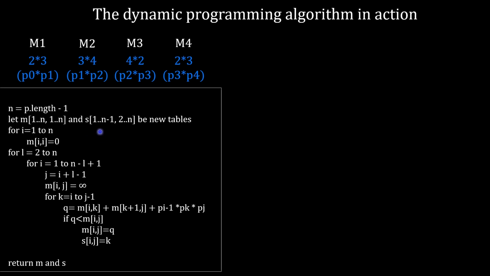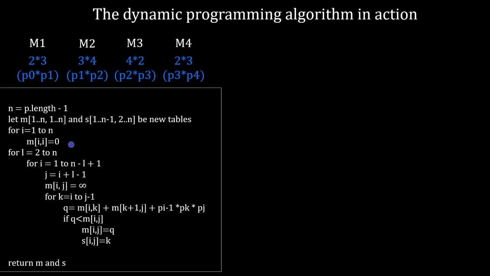S will allow us to know the arrangement of parentheses after we've calculated all the subproblems, because we can then go back and see where it was that we had the minimum number of multiplications, where it was that we actually put the split of k.